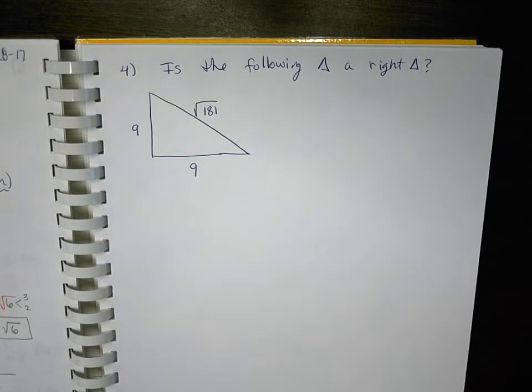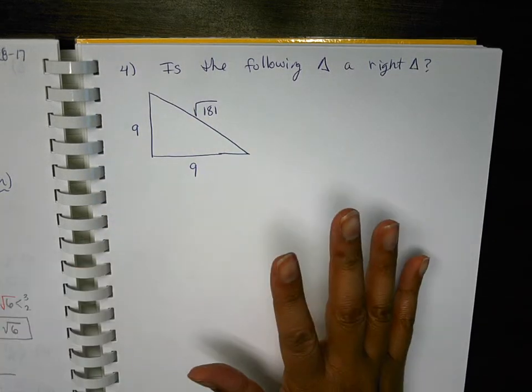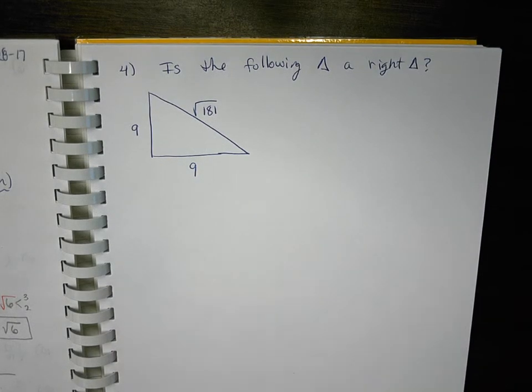The sides are 9, 9, and root 181. How is this one different? Are you missing any sides here? No, everything's given to you. Are we still going to use Pythagorean's theorem? Can anybody tell me how we're going to use Pythagorean's theorem to see if this is a right triangle?